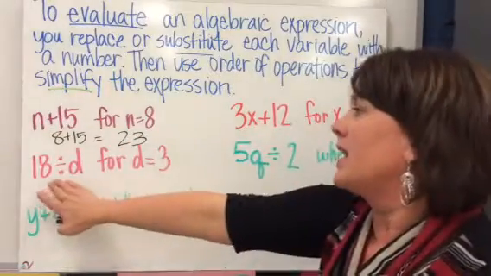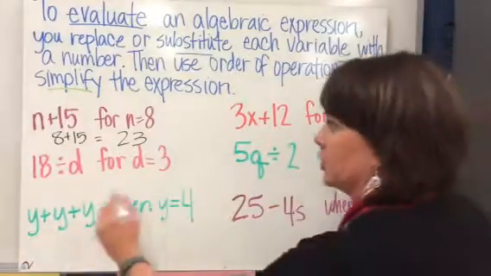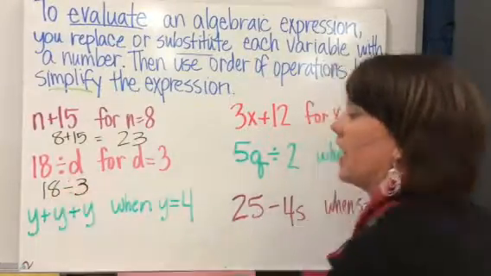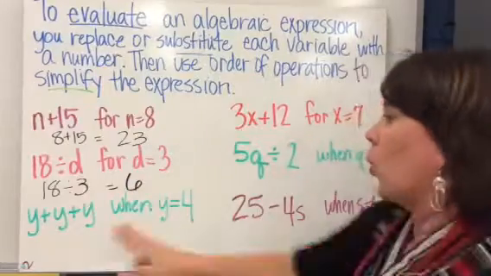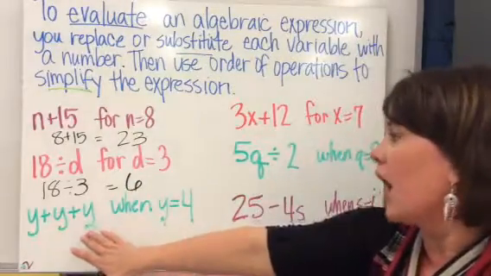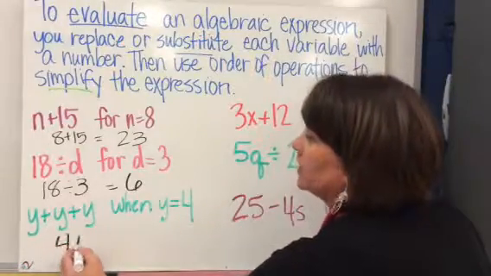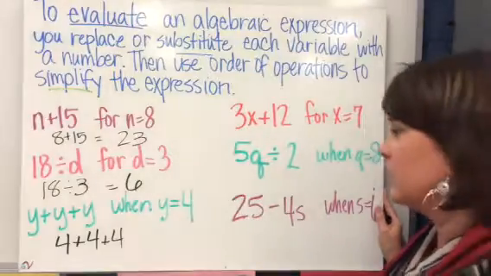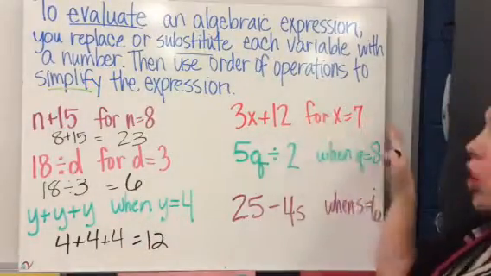Here's another one, 18 divided by d for d equals 3. That means I substitute or replace d with 3, and 18 divided by 3 is 6. y plus y plus y when y equals 4. So I substitute or replace y, the variable, with the number 4, and I have 4 plus 4 plus 4, which is 12.